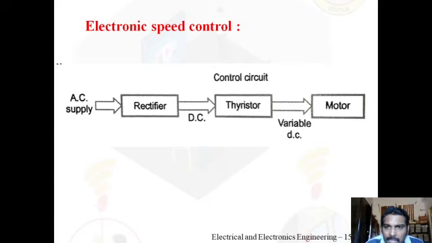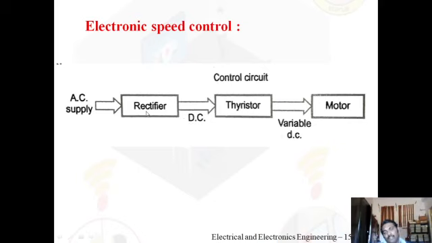here all the blocks except the thyristor are familiar, because we have already seen in electronics the job of the rectifier, which converts an AC voltage into a DC voltage. If the supply is an AC voltage, a sinusoidally varying voltage, then the output of a rectifier is a DC voltage. Let us assume it is a fixed DC. What is the job of a rectifier?